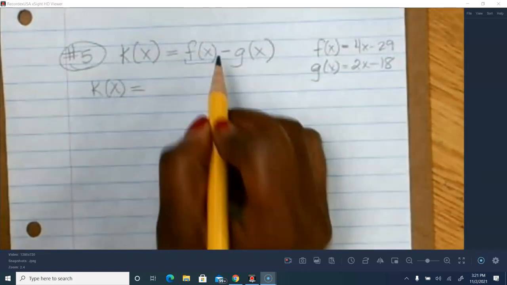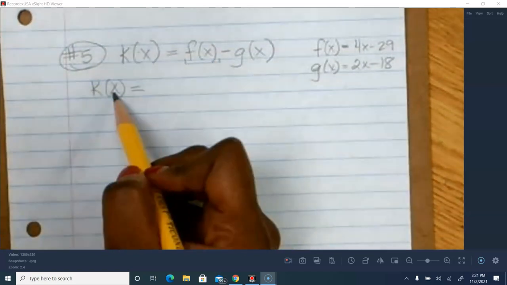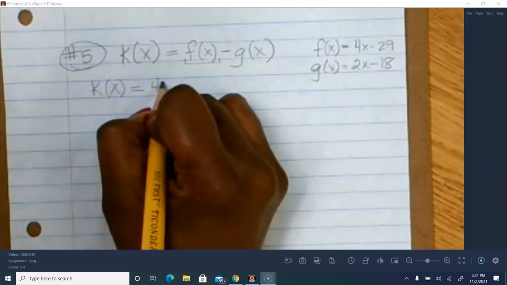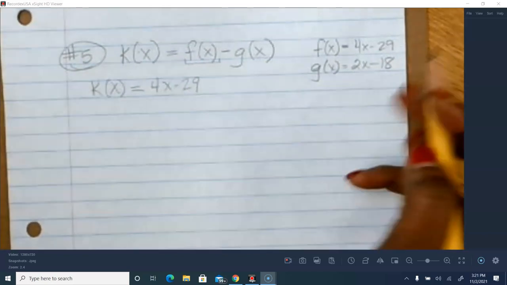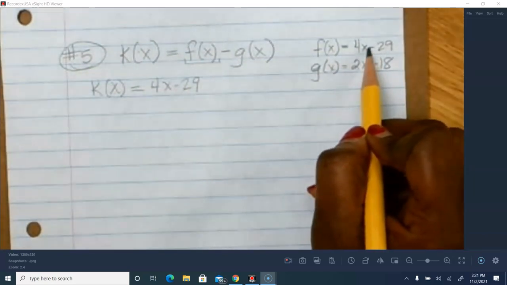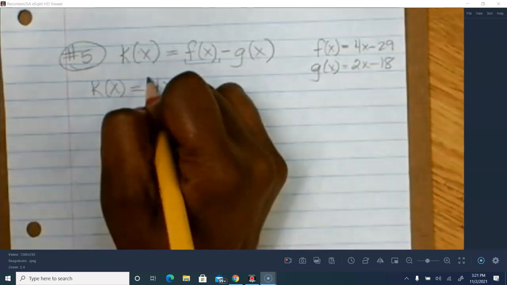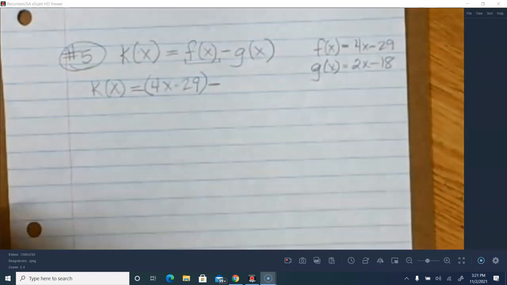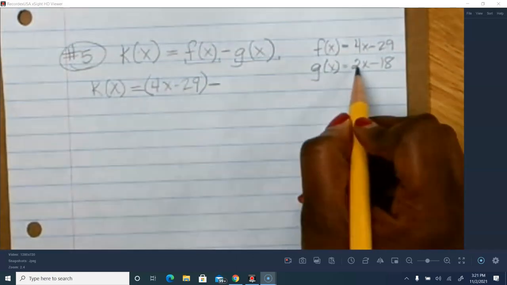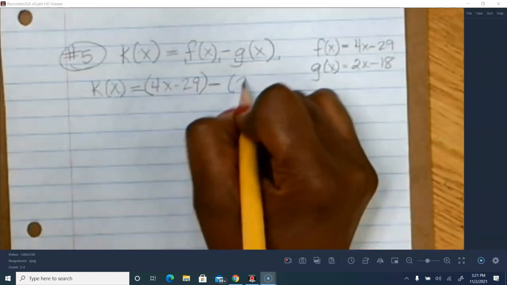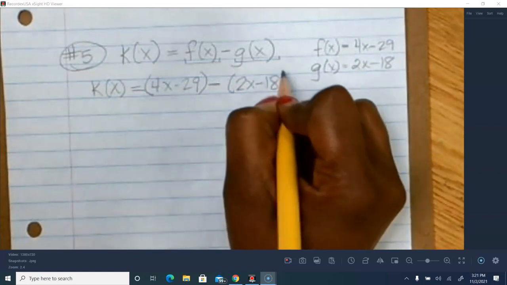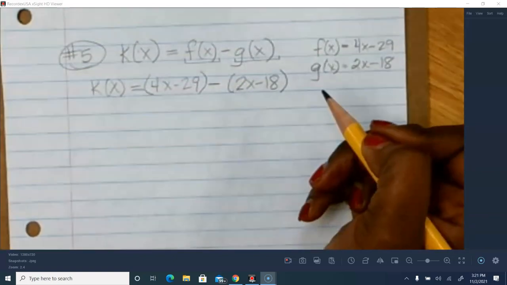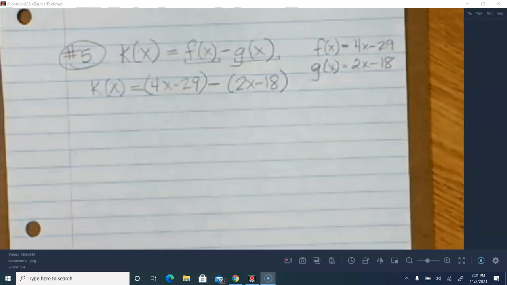In place of f of x, what is f of x? 4x minus 29. Make sure that you carry the right signs over for your problem, so I'm going to put that in parentheses. I have minus, minus. Now, my g of x is 2x minus 18. I'm going to put that in parentheses. And now, again, I'm subtracting the second term, or the second parentheses.